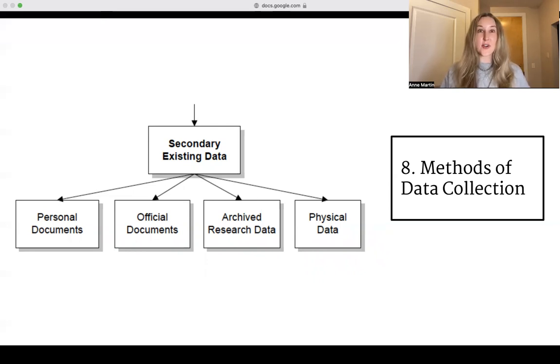I know that, for instance, someone's research proposal was about uniform policies. So reviewing maybe a school's uniform policy, archived data over time, if you're looking at trends and how it has shifted, and then even physical data. So that is another source and another way to collect data.